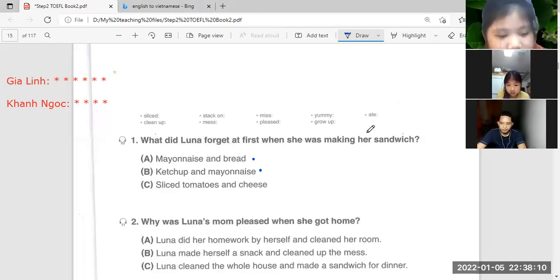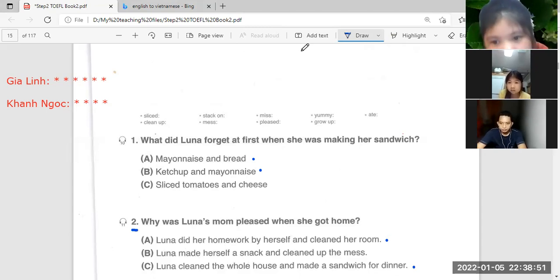Measure and bread. Okay, A, B, or C? E. Number 2, what is your answer for number 2? Number 2, I think is C. C, Luna cleaned the whole house and made a sandwich for dinner. Okay, what about Kenngok? What is your answer? I choose A. A, Luna did her homework by herself and cleaned her room.